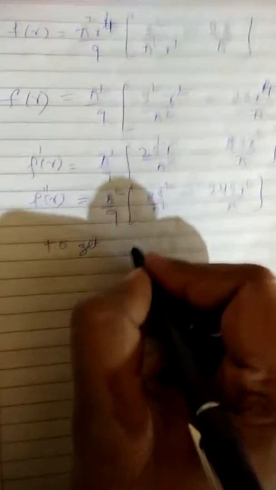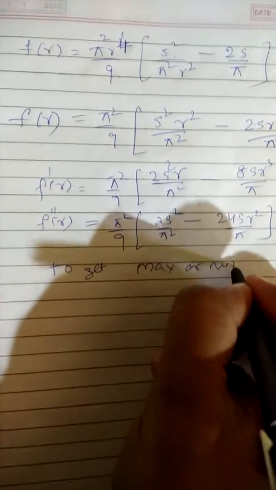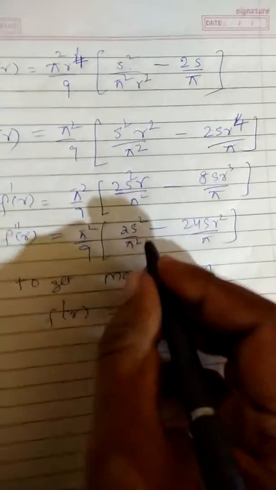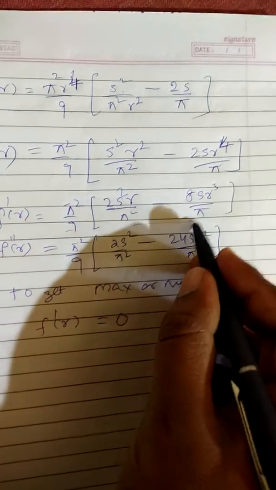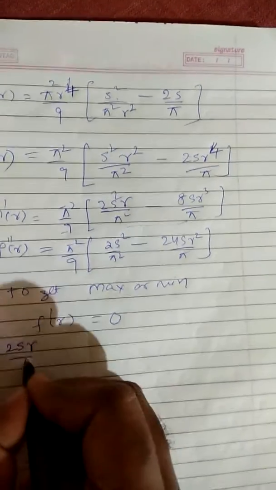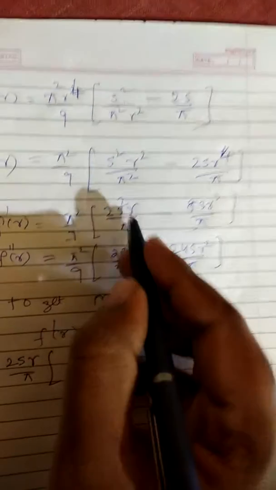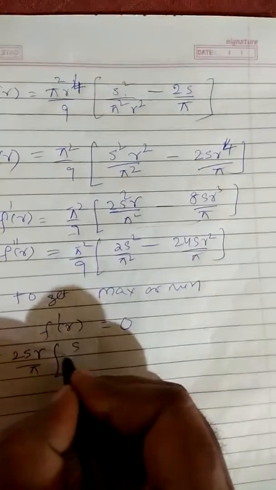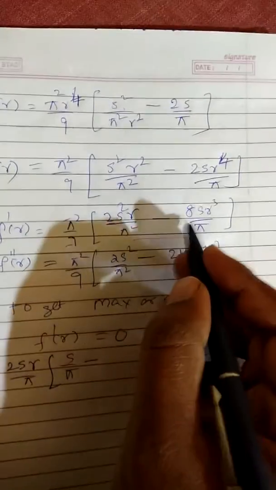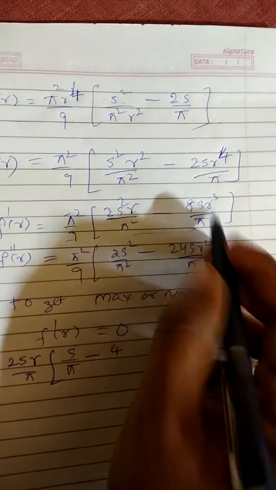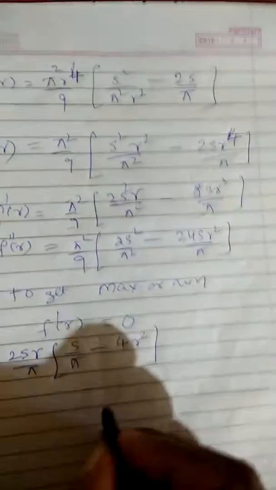But to get maxima or minima, I should do f dash of r equal to 0. That is, f dash of r equal to 0. That means pi square by 9 can't be 0, so you have to take this. That is 2S r by pi. If you take common 2S r by pi, of course pi square by 9 is also there. So when you take common, I get only S by pi minus 4 r square equal to 0, where 2S r has gone out.